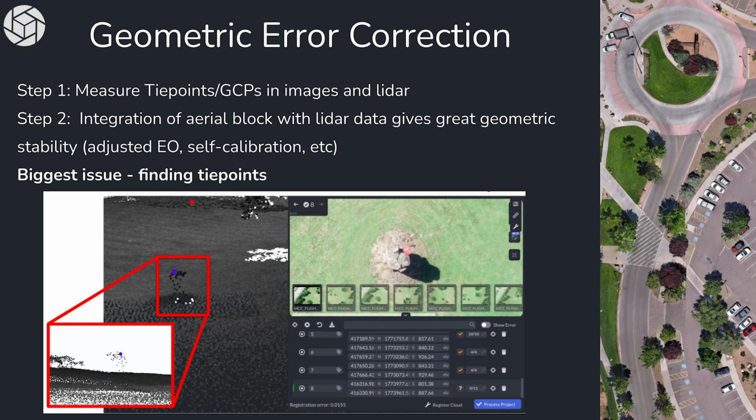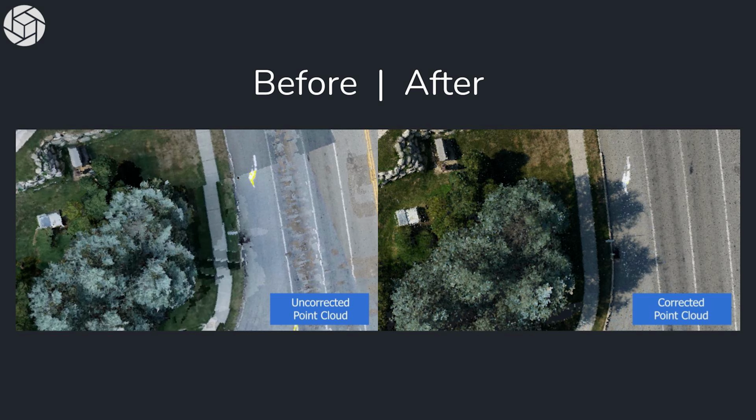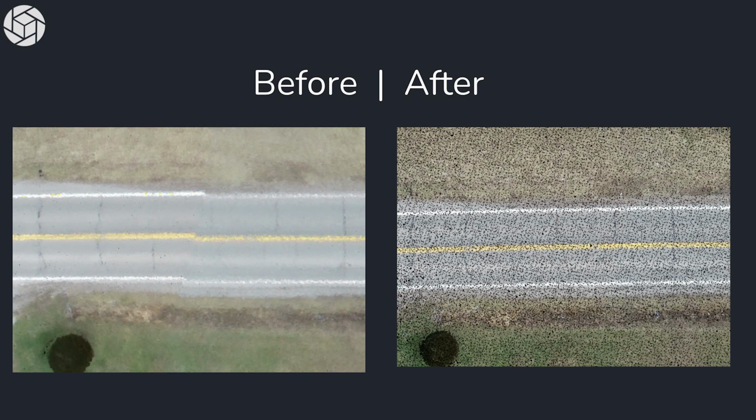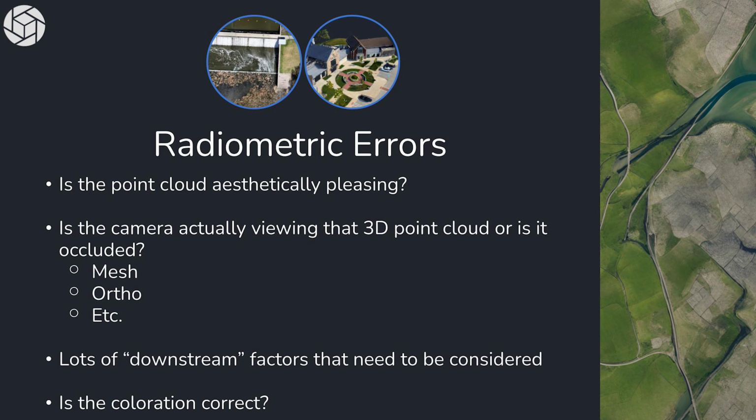Okay, again, a very similar workflow where you have to measure tie points and ground control points, but then by integrating that together, you can do this. So here's the before. That's the uncorrected point cloud from the LiDAR vendor. On the right-hand side, we have our recolorized corrected point cloud. Before on the left, after on the right, and then once more, okay? So that's correcting for geometric errors in that colorization.